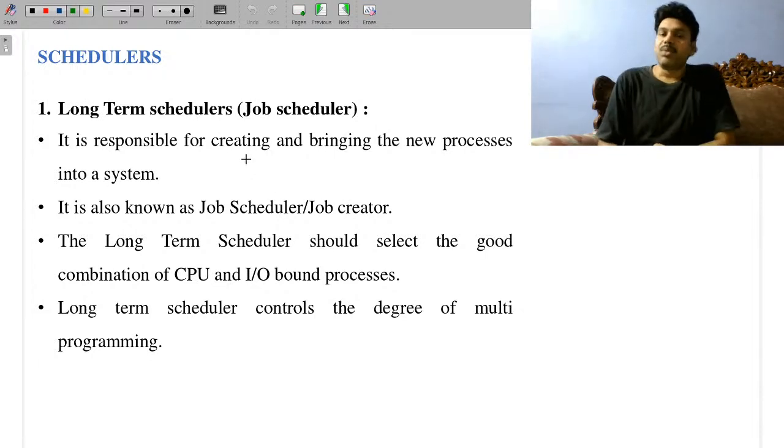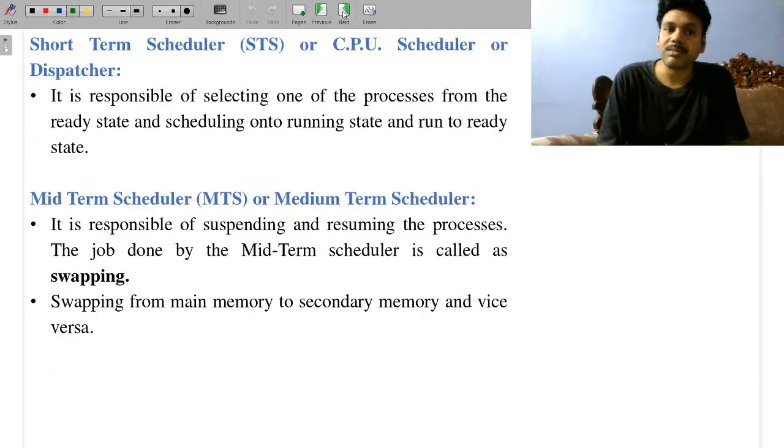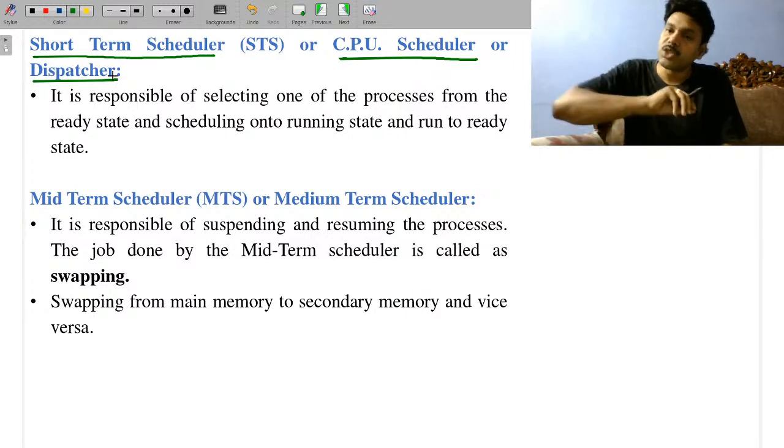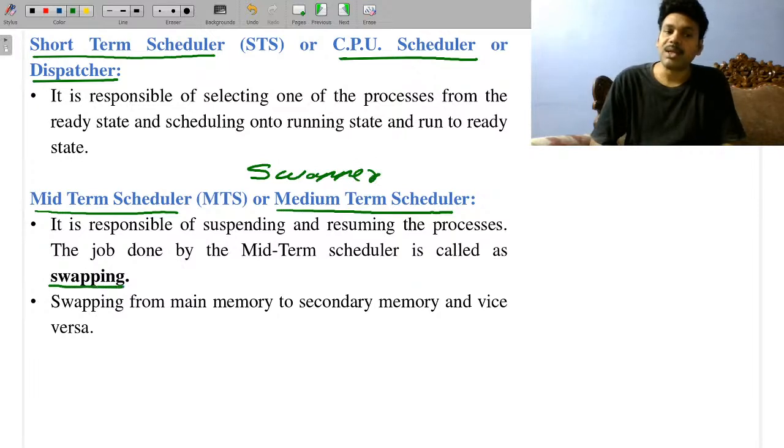So friends, we learned three important schedulers. One is the job scheduler, also called a job creator, and its main responsibility is what? Degree of multiprogramming. The second one we learned is the short-term scheduler, also called the CPU scheduler, sometimes also called the dispatcher, which dispatches the jobs from the ready queue to the run queue. And the next one is the midterm scheduler. It is the concept called as what? Swapper. Its main responsibility is to do swapping. That means swapping is nothing but bringing the program from secondary memory to main memory and from main memory to secondary memory.